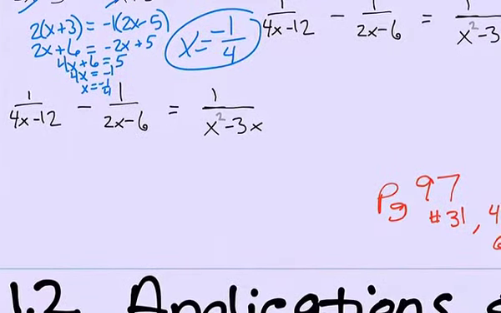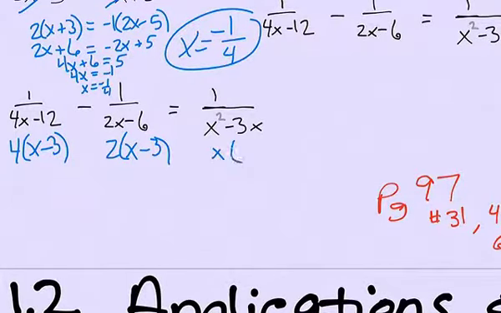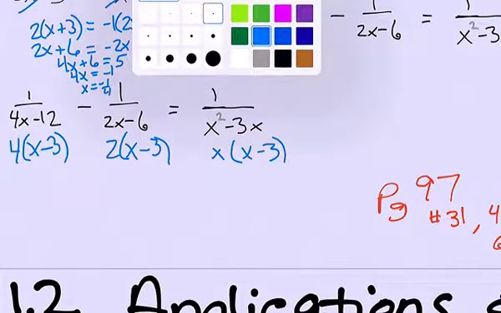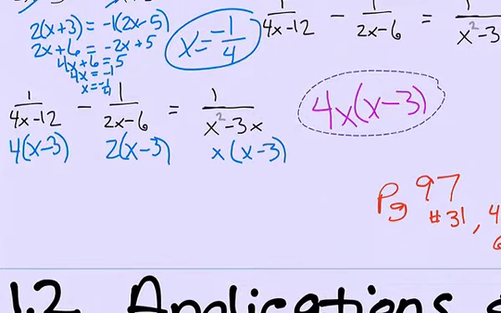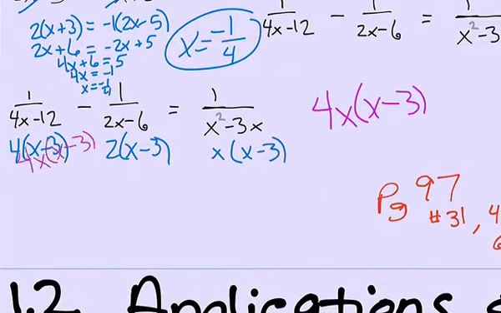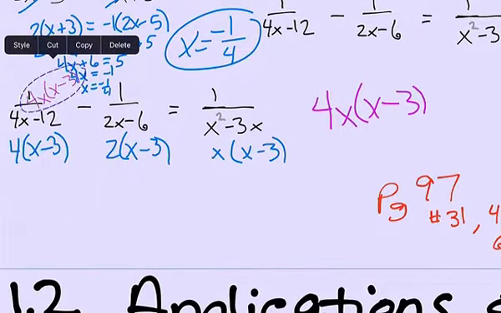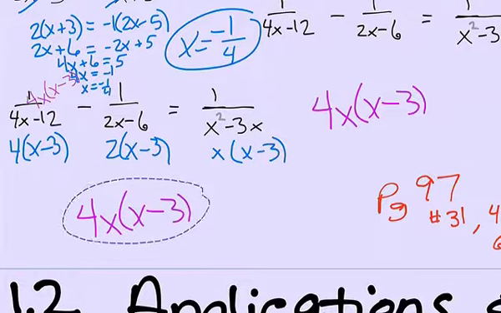Which is what I was going to show in this next one. I could take out a 4, you're going to take out 2, you're going to take out an x. So my common denominator is basically 4x times x minus 3. And I could not have my answer be a 0 or a 3. But I can multiply both sides, or every term, by that.